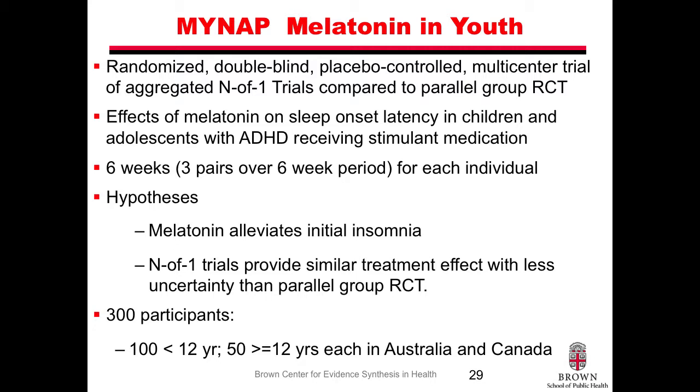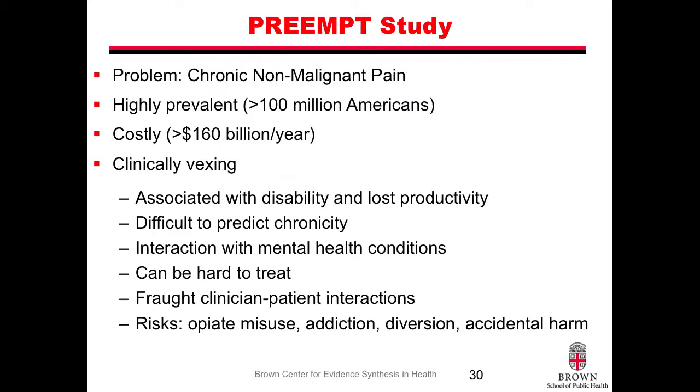We're going to use 3-pair crossovers for 6 weeks. So they're on for a week and then off for a week in a randomized fashion. And there's going to be 300 people here, and we're going to stratify them by country and also by age. So that one is underway. I think the recruitment's kind of slow, so hopefully that one will actually get completed.